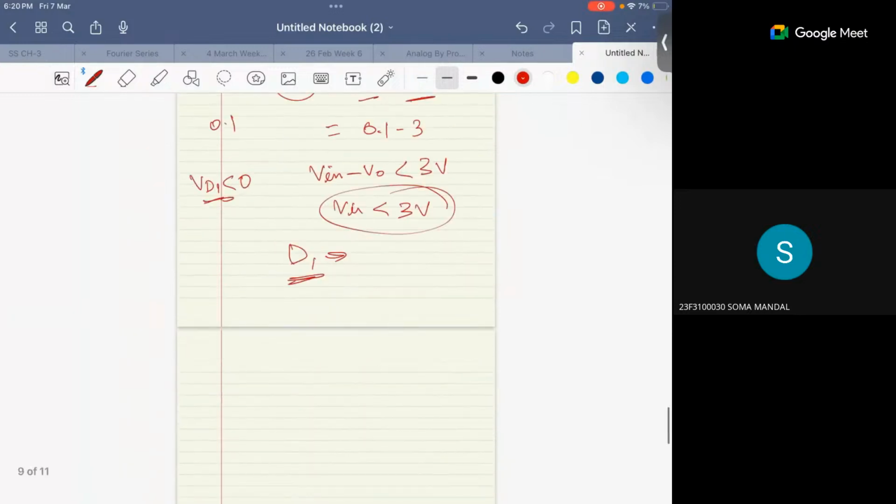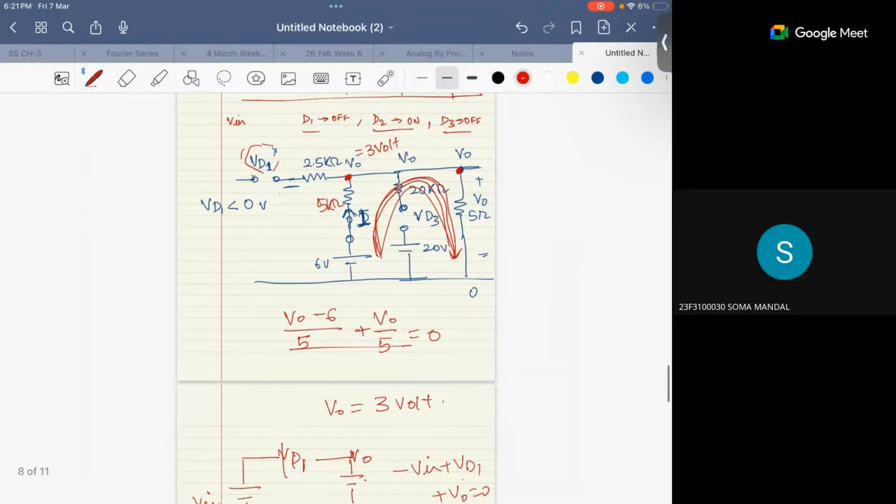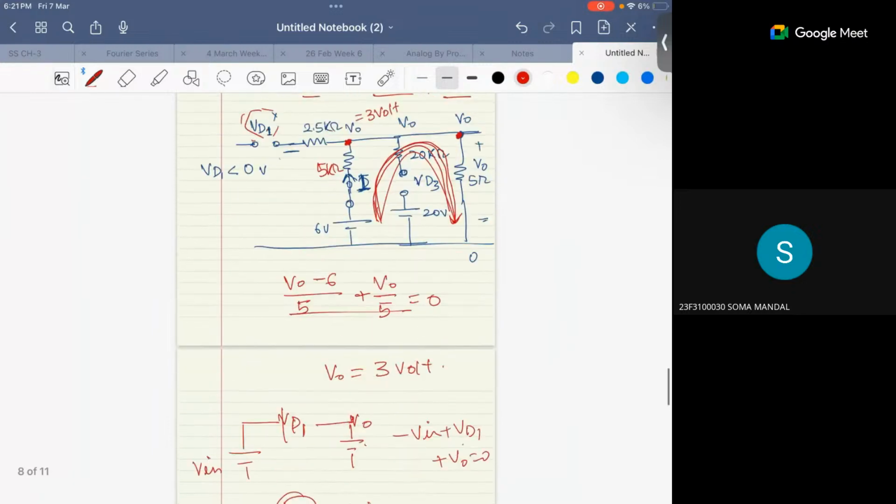So that means what? Till now, what we have done, as V input goes from 0 to 3 volt, our D1 is off. Correct. Similarly, you can check for the current value also. If you want to check whether the diode 2 is on or not, this is 3 volt, right? So 6 minus 3 upon 5, that is coming out to be a positive number. That means I is also greater than 0. That means our second assumption is also correct. Agree?